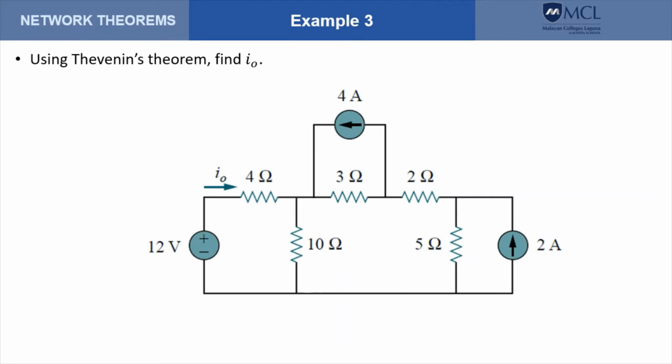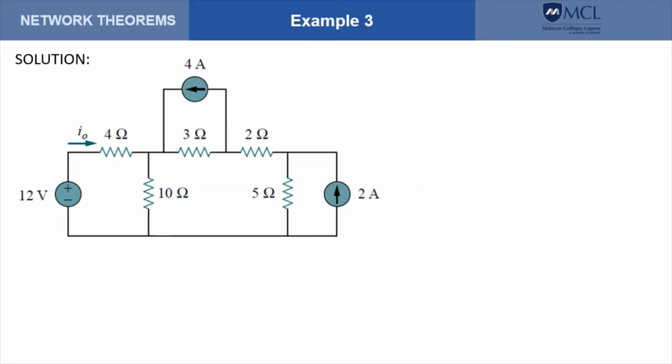In this example, we are required to determine the current I sub naught, which is the current through the 4 ohm resistance. Take note that this current is the same current that flows through the 12 volts, since these elements are in series. Take note that we are required to solve this problem using the Thevenin's theorem. We could have solved this problem in other ways, like using mesh analysis.